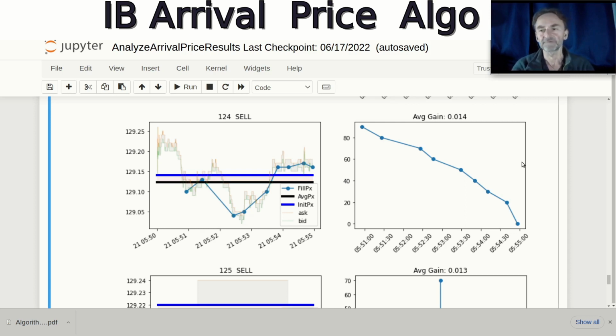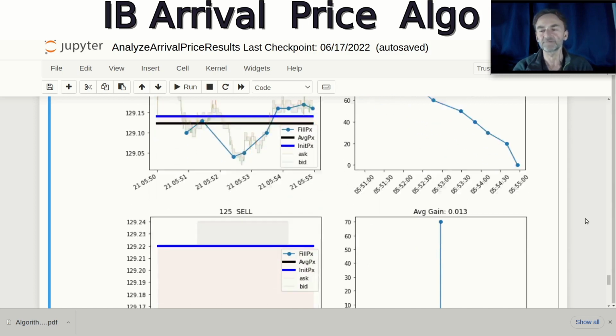What I found was that for the less liquid stocks, we can often have better gains than for the more liquid stocks. This is an interesting result as well. I haven't got that right here to show you, but if you have less liquid stocks, quite often when you use the arrival price algorithm, you're really making some good gains.